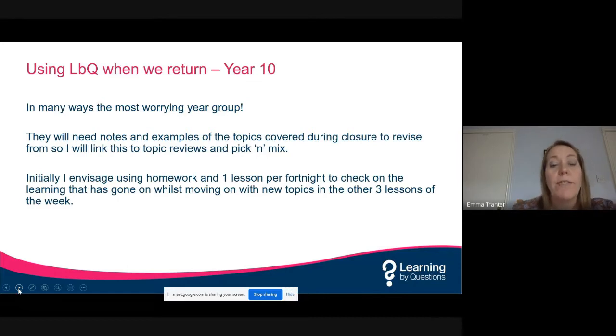And I do envisage using homework as a key thing here, simply because I'm very conscious that we're not going to be able to set homework as we always have done, collecting books and marking them. I can't see that happening anytime soon. So I do envisage using homework to catch up those notes. I'm thinking that I'll prepare notes with examples that need completing.